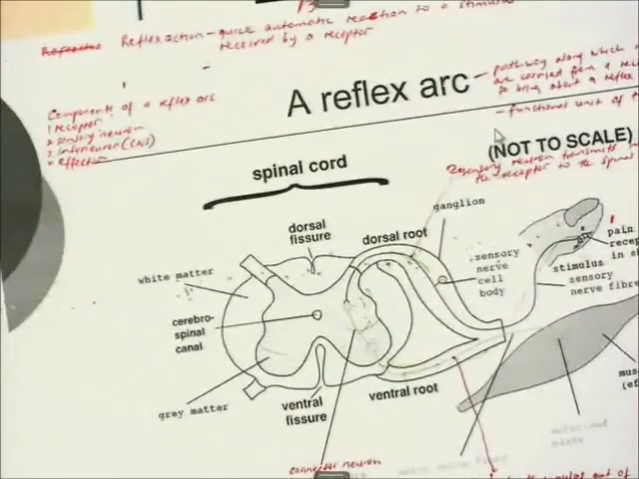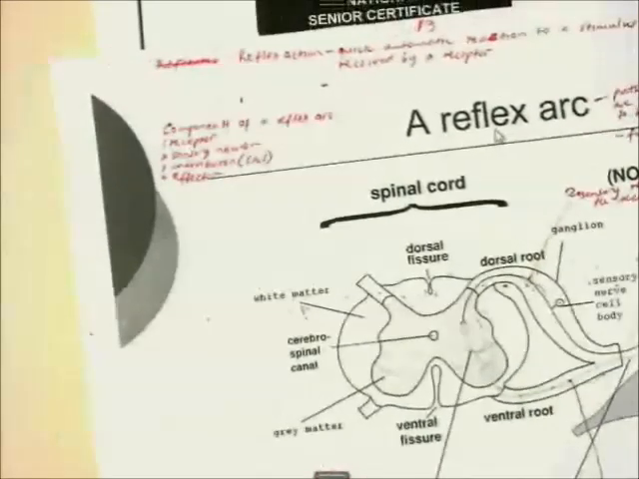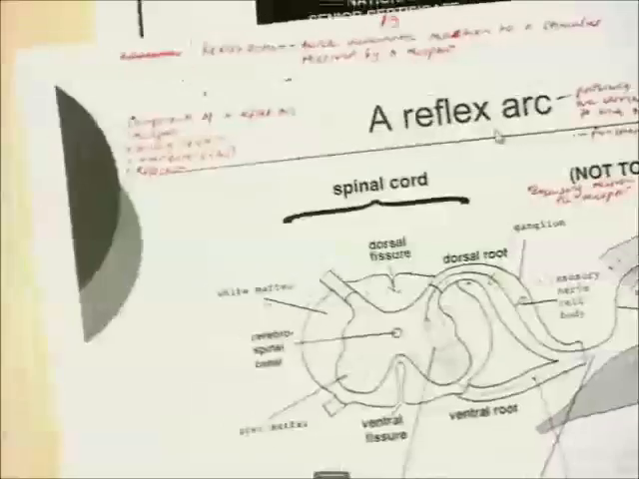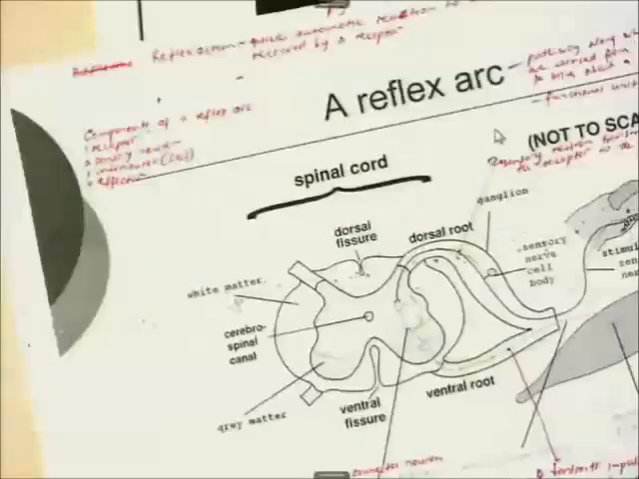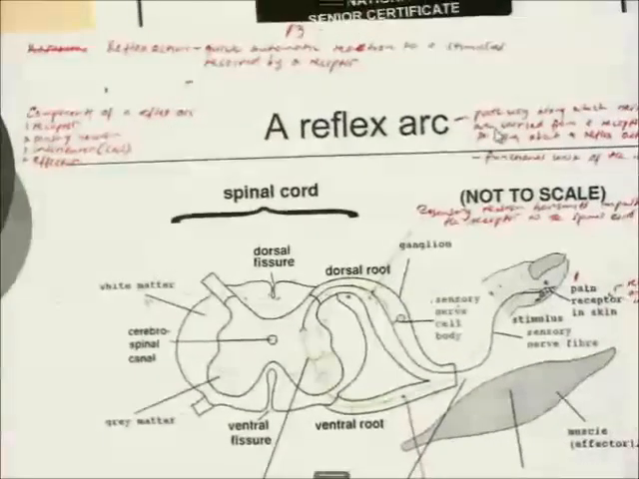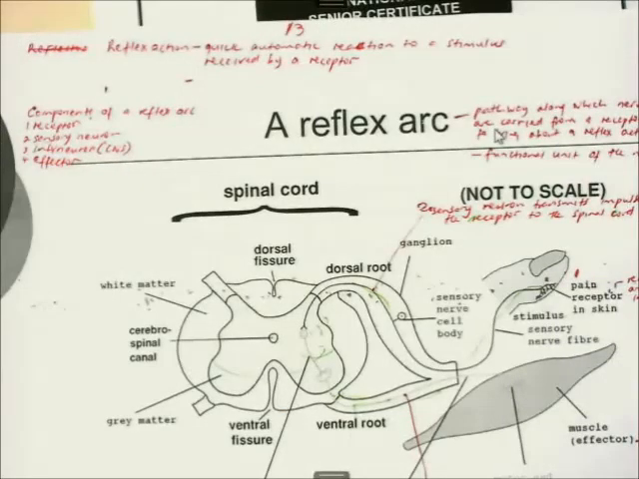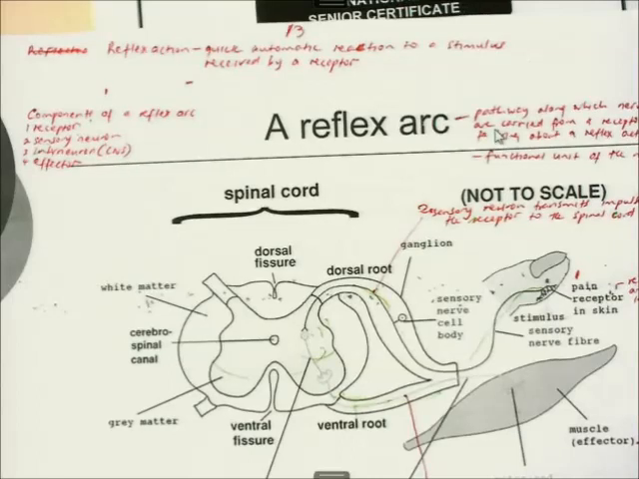So now the action whereby you withdraw your hand from a thorn pin is called a reflex action. So reflex action is a quick automatic reaction to a stimulus received by a what? By a receptor.